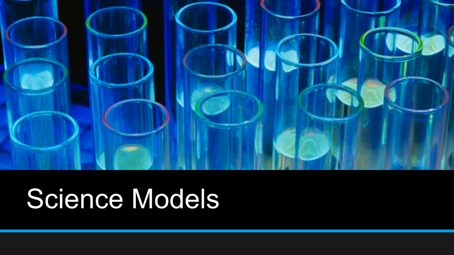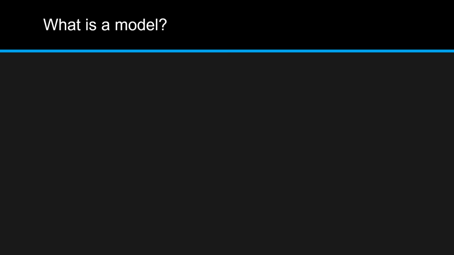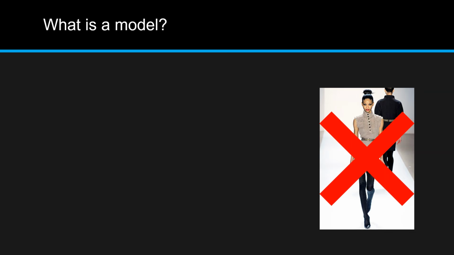This video is all about models used in science and why they are important. So what is a model? If you are thinking of supermodels on the runway, this is not what we're talking about. A scientific model is a representation of a complex object or process.